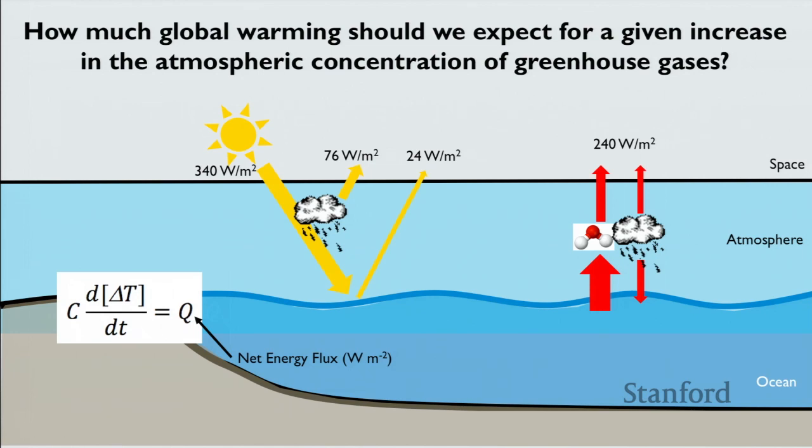So this would be a net flux of zero, right? So this would be no change in temperature with time. But you can think about then how you would get a change in temperature.